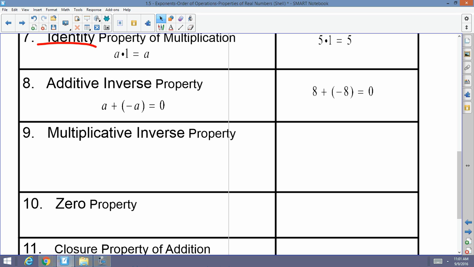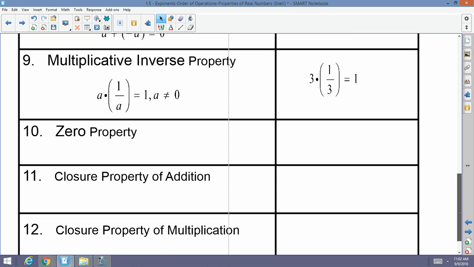The multiplicative inverse property states that A times 1 over A equals 1. So what that's saying is that whenever I multiply a number times its reciprocal, it equals 1. For example, 3 times 1/3 equals 1. Because when I multiply a number times its reciprocal, it equals 1.